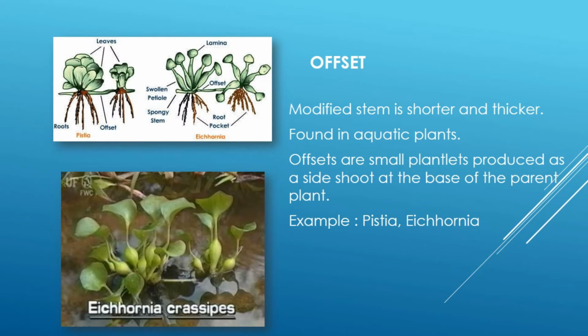The next modified stem we are having is the offset. Now this offset is a modified stem which is shorter and thicker, and it is found in aquatic plants. As you can see in the diagram, the baby plant is still attached to the mother plant and you can see a very good indication of an offset in the middle. Example, it is found in Pistia and Eichhornia.